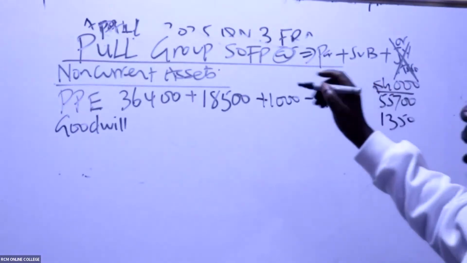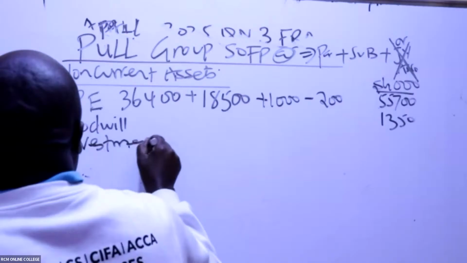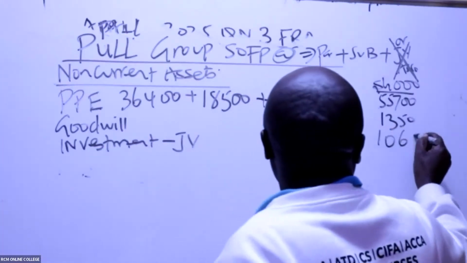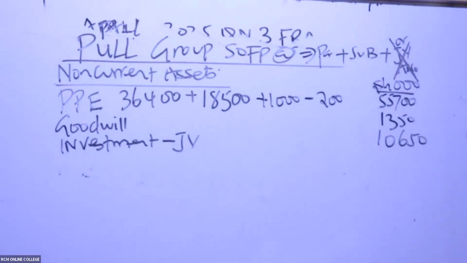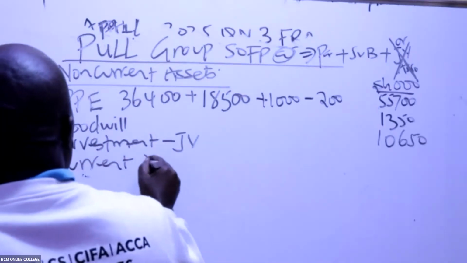1350. We also have an investment in JV, just like how we do it with the associate. So investment in JV, you gave me a figure of 10,650. Kuisha maneno. Tuende kwa current assets.